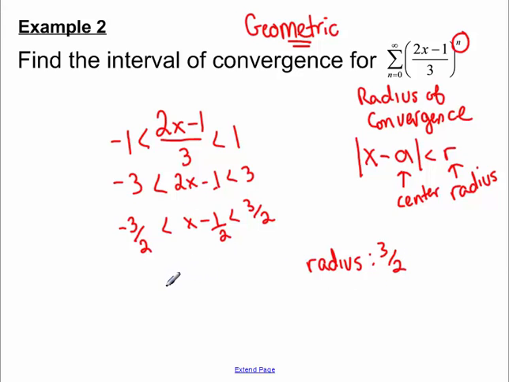Now, if I add 1/2 to both sides, I am going to get -1 less than x less than 2. So this is our interval of convergence. Now remember, our center was halfway in between -1 and 2. What's halfway in between -1 and 2? 1/2. Okay, what's the distance from 1/2 to either one of my endpoints? Well, my radius is.